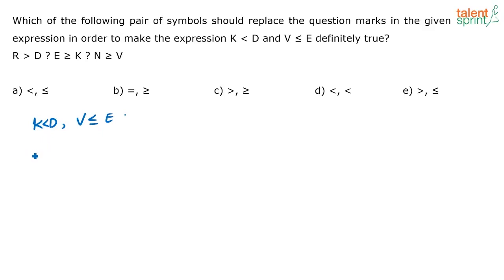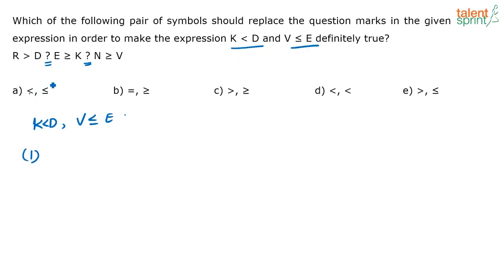Now let us look at the first option. What does the first option say? It says that in the first question mark you have to put less than symbol, and in the second question mark you have to put less than or equal to symbol. So what do you get? See, you can just check for the relationship between K and D, right? Once you get that, then you check for V. You need not check for the full expression and find out both these. If it doesn't satisfy any one also, you can eliminate that option, right? Because when you put in the symbols here, it should satisfy both of these expressions. Even if one is wrong, you can eliminate that option.